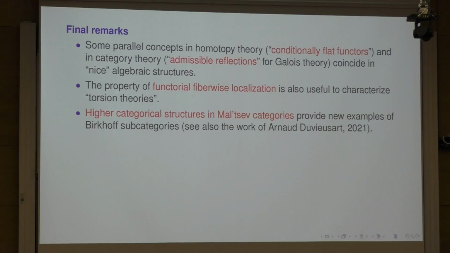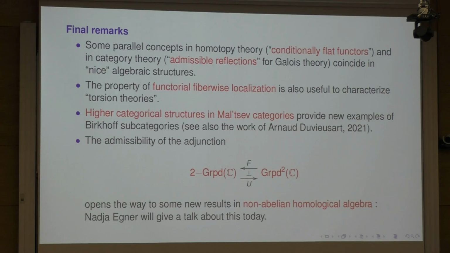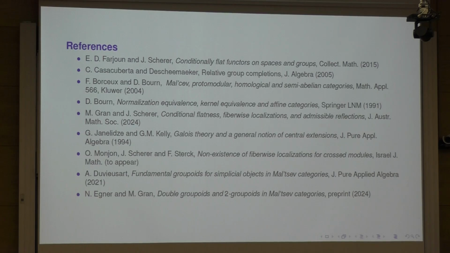Now, higher categorical structures in Maltsev categories provide new examples of Birkhoff subcategories, and I recommend this nice article by Arnaud de Vieussard, where he studied the reflection from simplicial objects in a Maltsev category to groupoids, which is a Birkhoff reflection. And finally, this adjunction that I mentioned in the last example opens the way to some results in non-abelian homological algebra, because when you have admissibility, you can study homology and Hopf formulas, and some of these developments will be presented by Nadia Egner later on at 5 p.m. in her talk. So thank you for your attention.